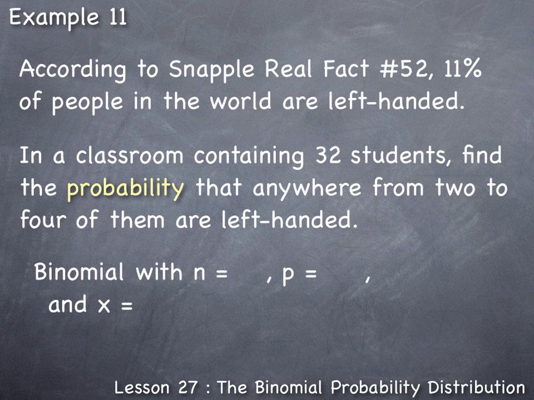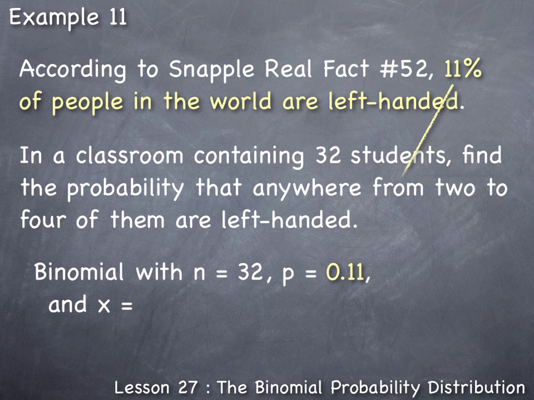Now n represents the total number. So here we have a classroom containing 32 total students. So n is equal to 32. And p represents the specific probability, in this case a probability of being left-handed. Since 11% of people in the world are left-handed, p is equal to 0.11.